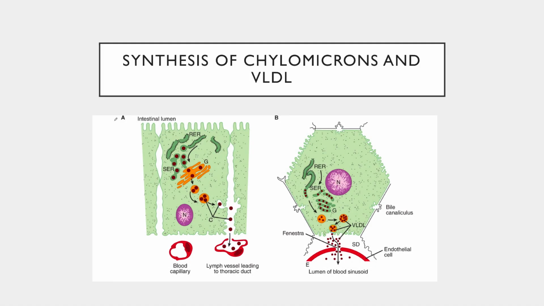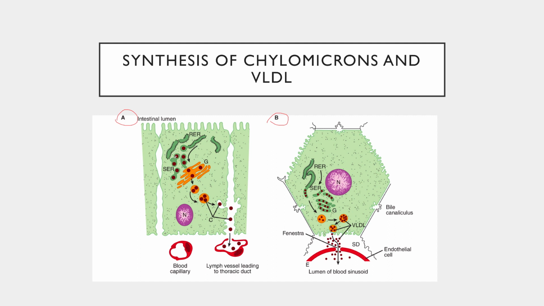So here we can see a comparison of the synthesis of chylomicrons in the intestine versus the synthesis of VLDLs in the hepatocyte. What you'll notice is that the synthesis of our apoproteins in both cases occurs on the rough ER. In both cases, the apoprotein, in the case of chylomicrons, again ApoB48, and in the case of VLDLs, ApoB100, then enters into the smooth ER and is packaged with our lipid components, both triacylglycerol as well as cholesterol.